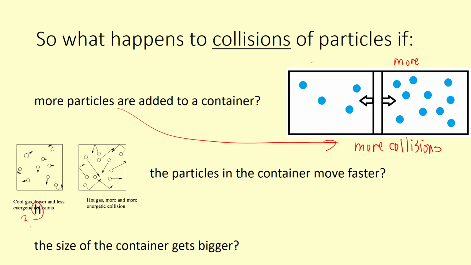What happens if the particles in the container move faster? So what makes them move faster is they got some energy, right? More move faster, more collisions.